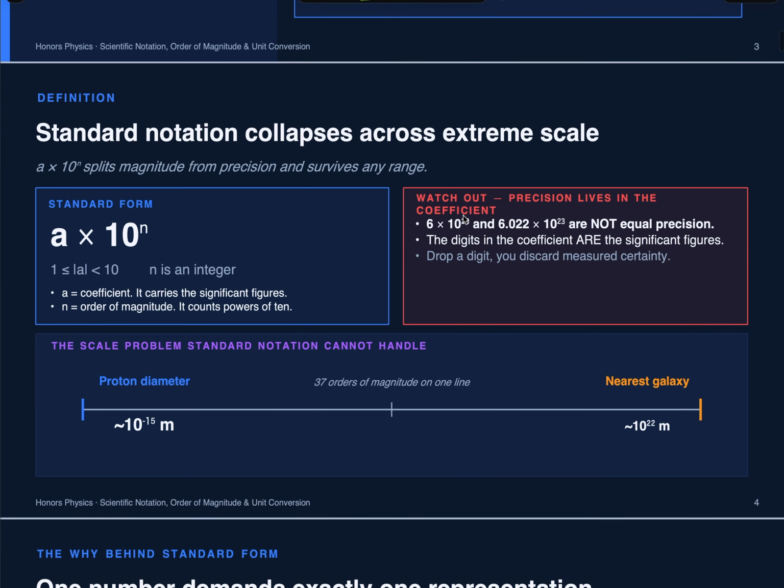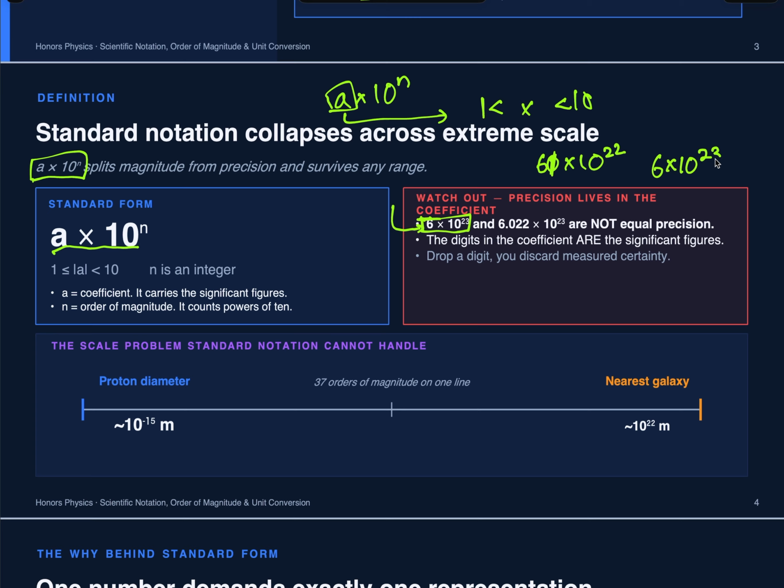So there are a few rules for scientific notation. It's always going to be in the form of a times 10 to the n, where a can be any number between 1 and 10. Now, why is that? Because one of the rules of scientific notation is there can't be a two-digit number here, because we want to add as many possible orders of magnitude for 10 as we can. So if you add something like 60 times 10 to the 22, well, that's a bit inefficient. You could just remove this 0 and you could say 6 times 10 to the 23, right?